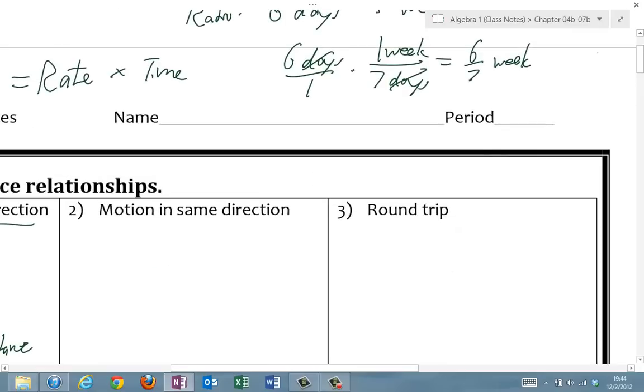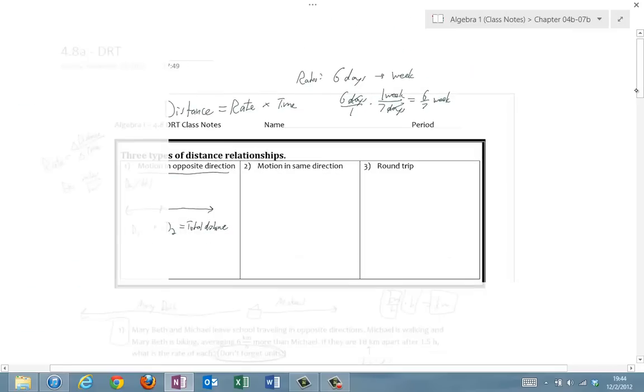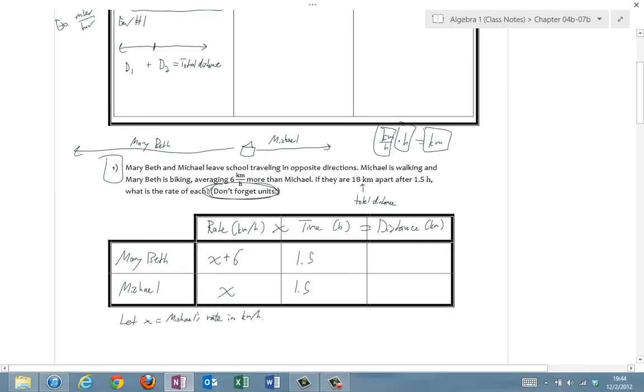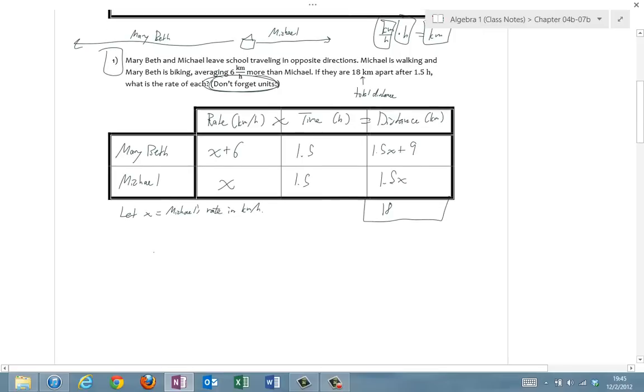We're going to have a total distance on the whole thing. So my total distance, I'm going to add a little thing here, should be the 18 kilometers from the problem. Then I can do rate times time, 1.5x plus 1.5 times 6 would be 9. And then I have 1.5x here, and that's going to be my problem. 1.5x plus 9 plus 1.5x is equal to 18.